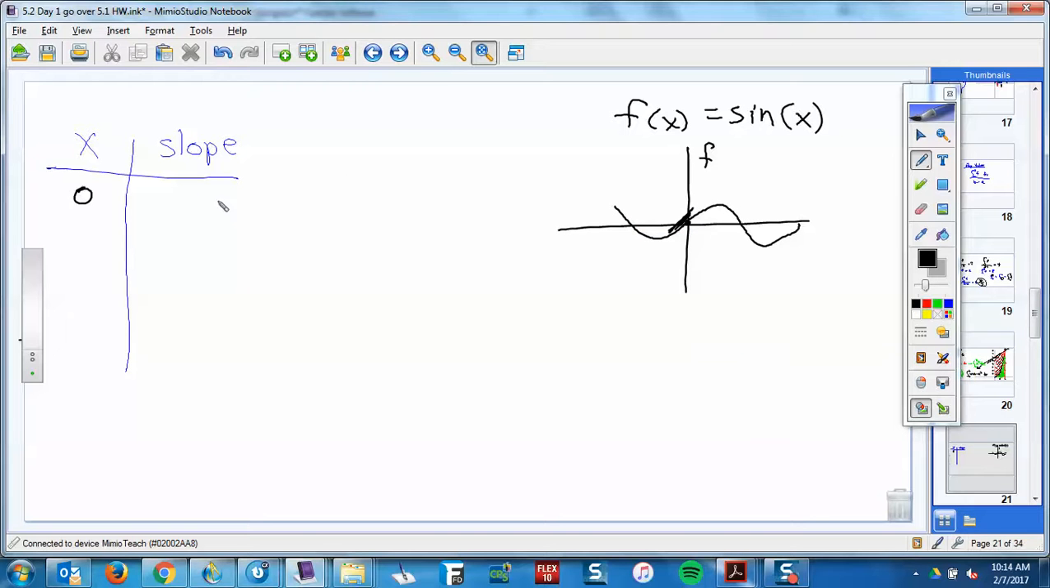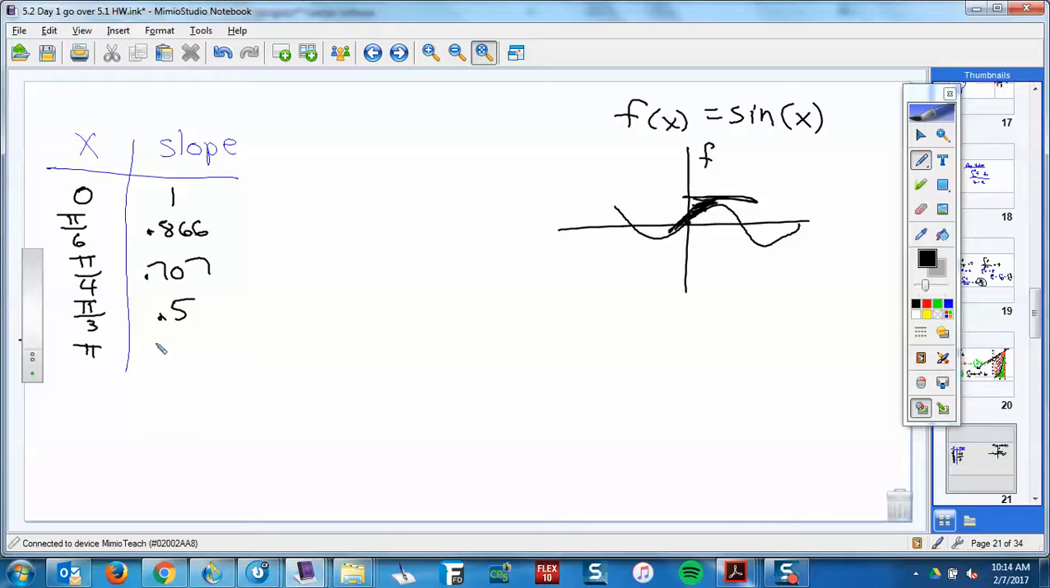Remember what it was? It was 1. And then we went in a little farther. We said, let's go to like pi over 6. Let's calculate the slope, and it was a little bit less. It was like 0.866. Then we said, let's go to pi over 4, a little farther, and the slope's getting less, and it was like 0.707, right? We picked 2 points really close together and did the slopes. Then we said, let's go to pi over 3, which is about here, and that was 1/2.